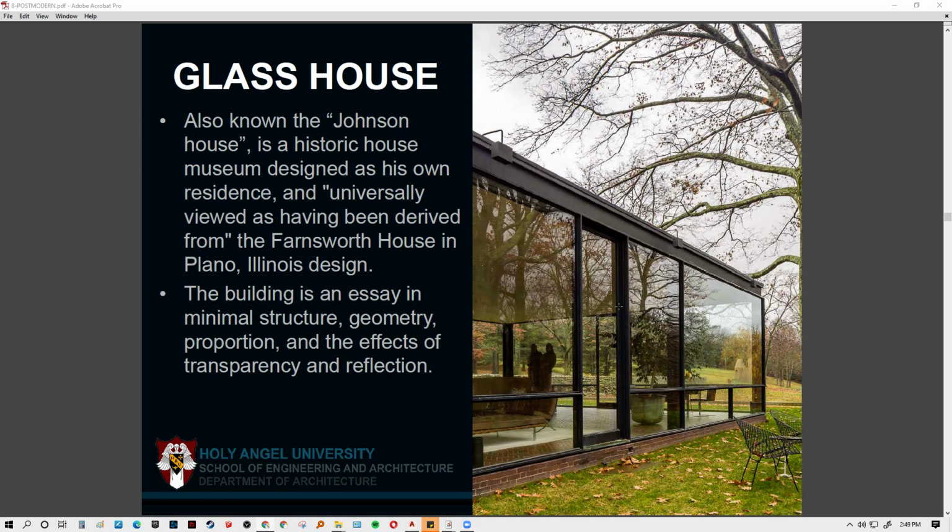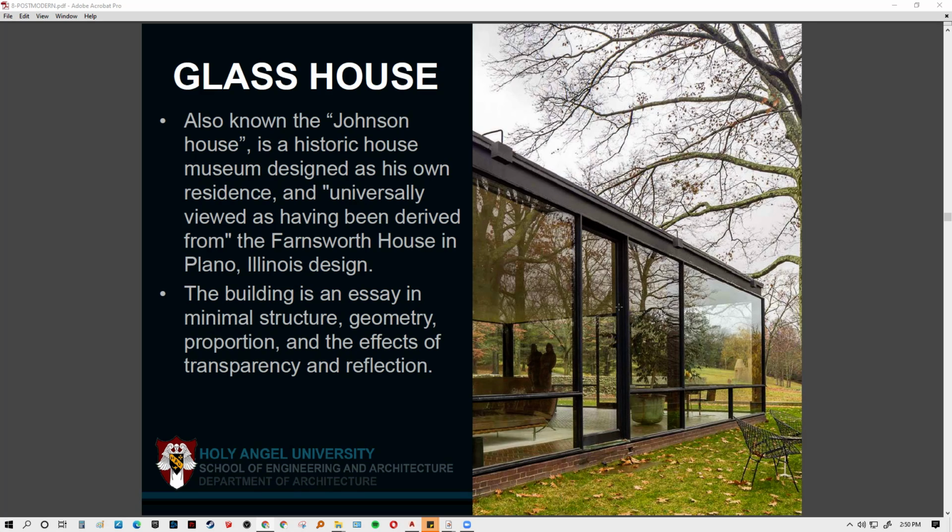So another one he has is the Glass House, or Johnson House. This is located at a museum, or it is a historic house museum designed as his own residence during that time, and universally viewed as derived from the Farnsworth House in Plano. So Farnsworth is from Mies van der Rohe.